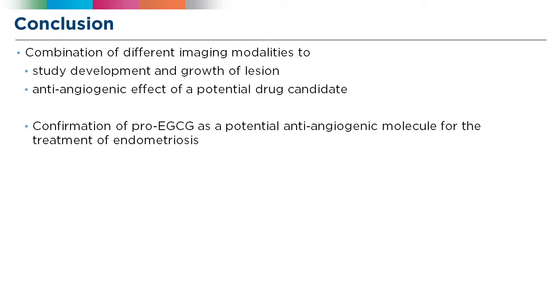So to conclude with this article, it is a nice example of showing the complementarity between different imaging modalities. First, you can use whole body optical imaging to study the development and the growth of a lesion, and use Cellvizio imaging to analyze the antiangiogenic effect of a potential drug candidate. And in this particular study, they got a confirmation that pro-EGCG could be a potential antiangiogenic molecule for the treatment of endometriosis.